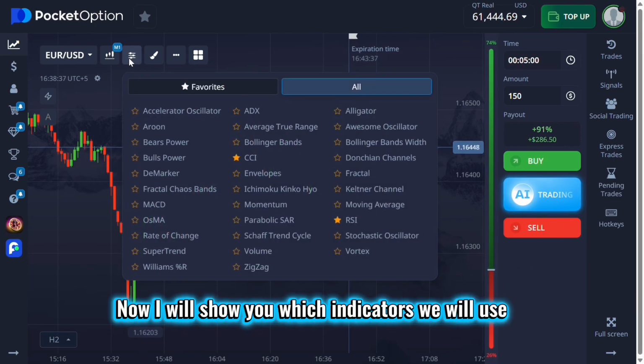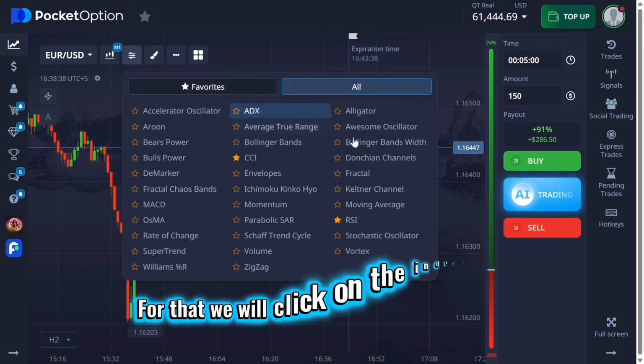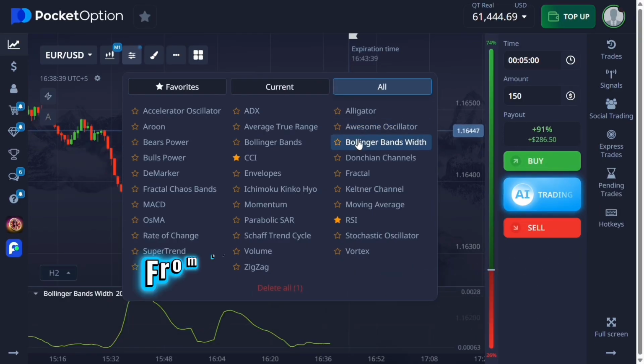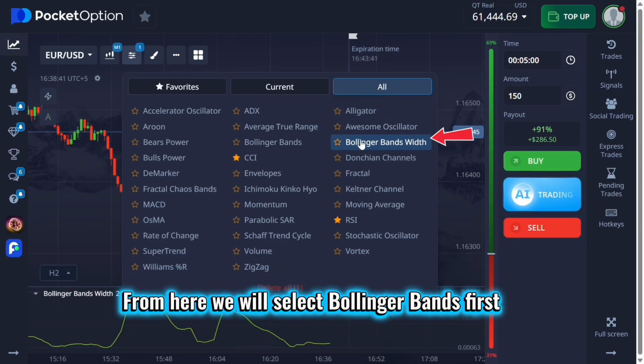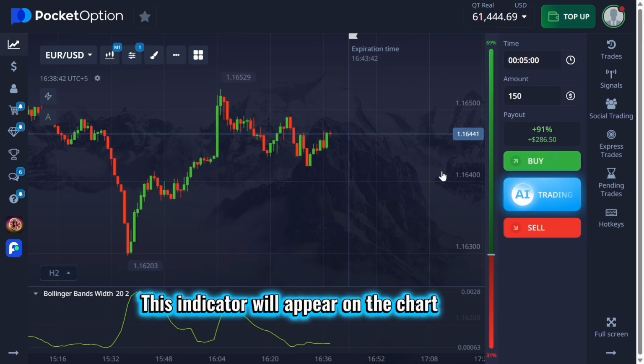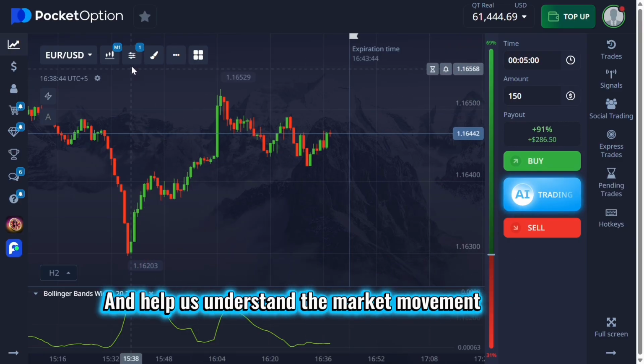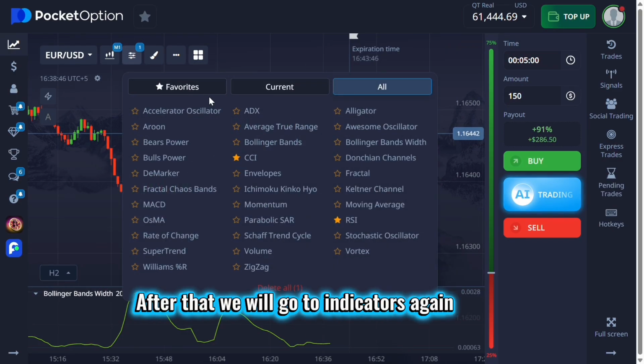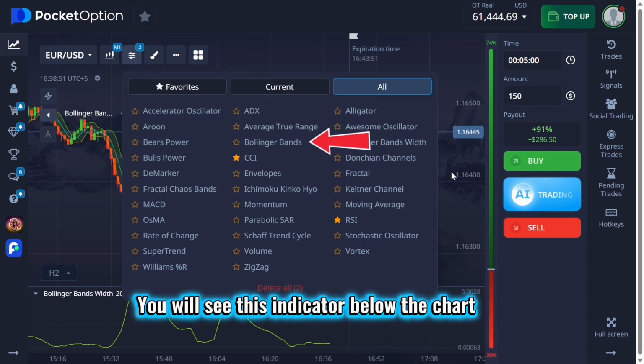Now I will show you which indicators we will use. For that we will click on the indicators option. From here we will select Bollinger Bands first. This indicator will appear on the chart and help us understand the market movement. After that we will go to indicators again and select Bollinger Bands width. You will see this indicator below the chart.